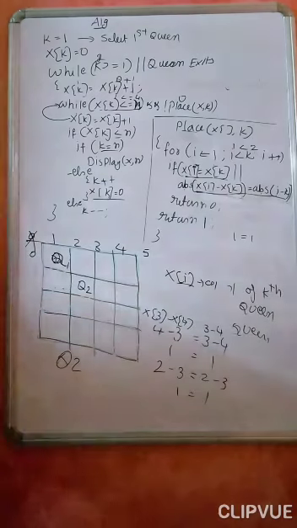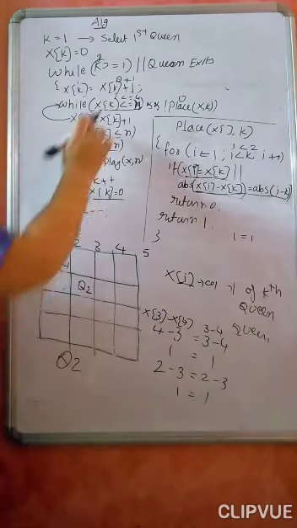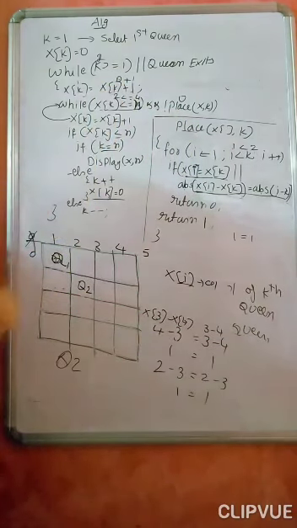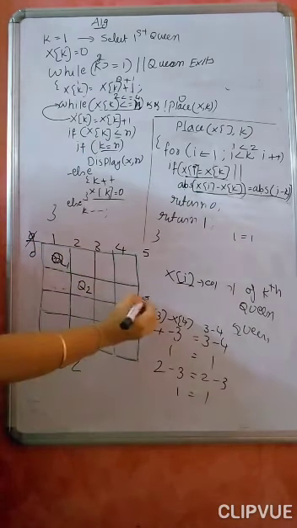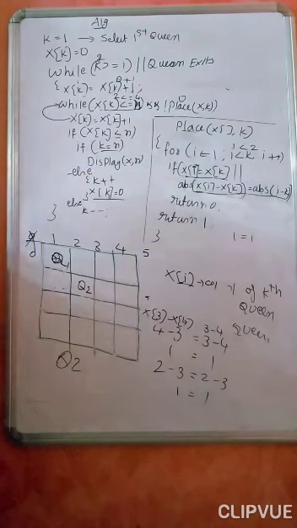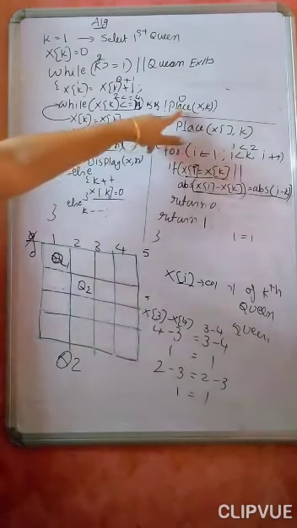Again I am checking what my x of k is. x of k is 2. Is 2 less than or equal to 4? Yes, because I cannot place this one in the fifth column. That is what we are checking here. Now again I'll call the place function.